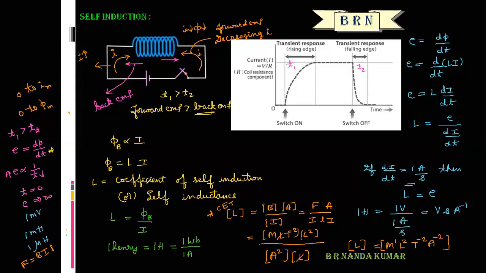The device which works on the principle of self-induction is the choke. What is the principle behind the working of a choke? That is self-induction. So the device which works on self-induction is the choke. Choke is a device which works on the principle of self-induction. This point is also very important.